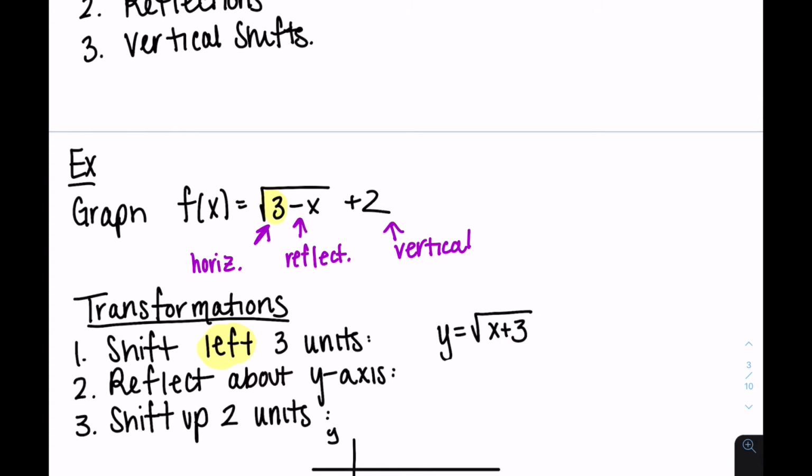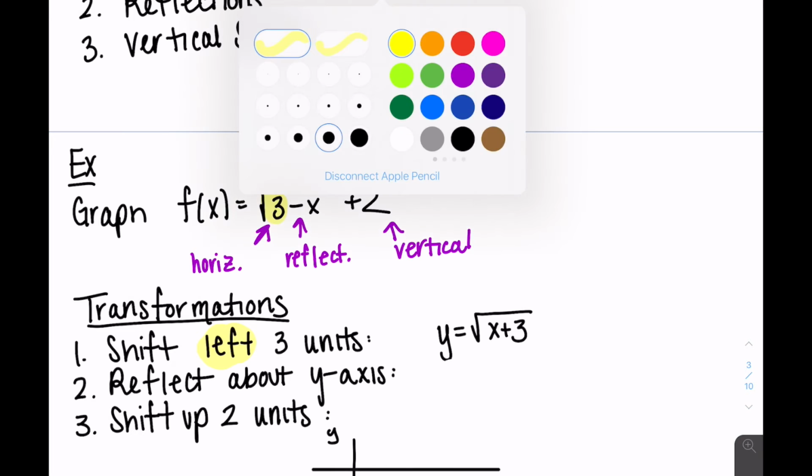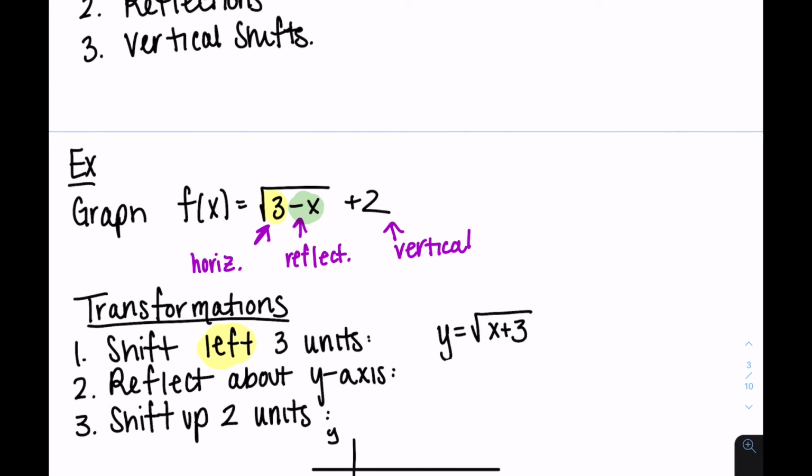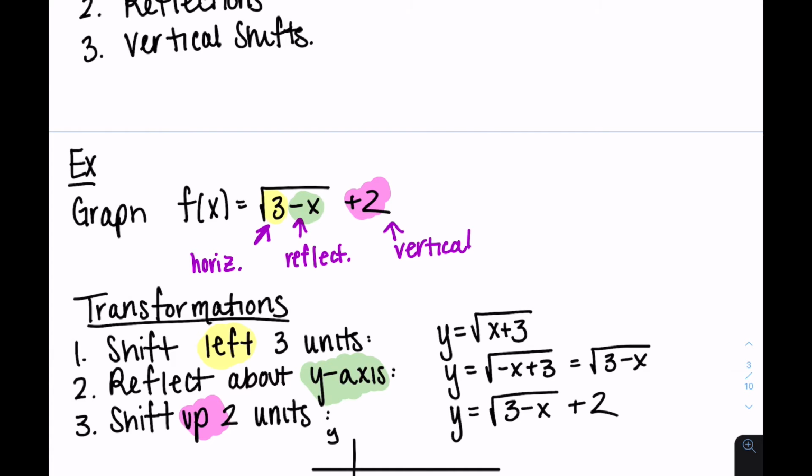So if we think of this, that's y equals the square root of x plus 3. Then I'm going to go ahead and apply this reflection, which is the negative x. That tells me I'm going to reflect about the y-axis. So you're replacing x by negative x to give us this square root of 3 minus x. Then finally, we shift it up 2. And so we get our final function.